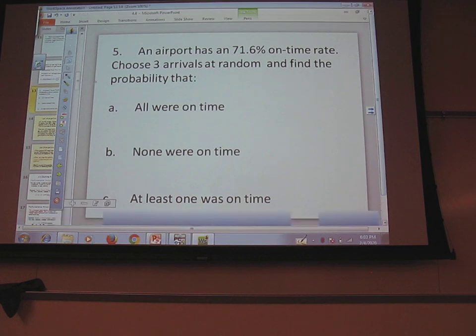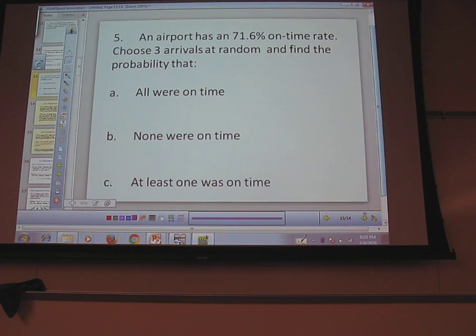All right. So an airport has a 71.6% on-time rate. What is that in decimal form? 0.716. Great. What's the probability they're all on time? So he takes a flight. What's the probability his flight is on time? 0.716. Her flight is on time? 0.716. Great. So we need his flight to be on time, and her flight, and the third flight.